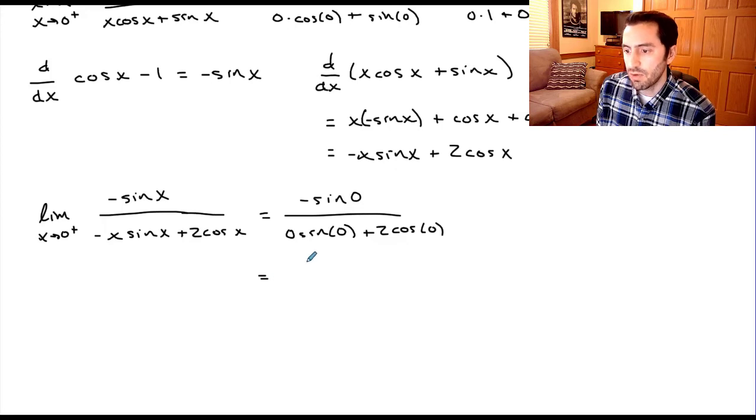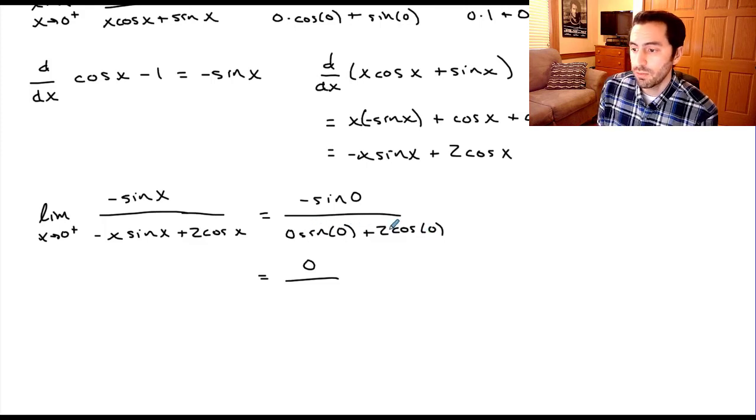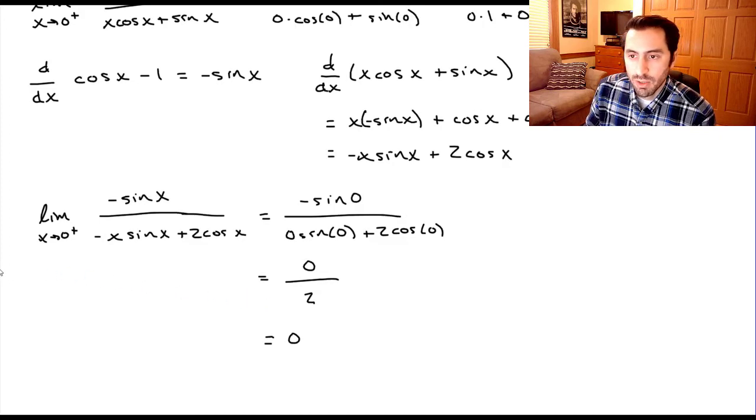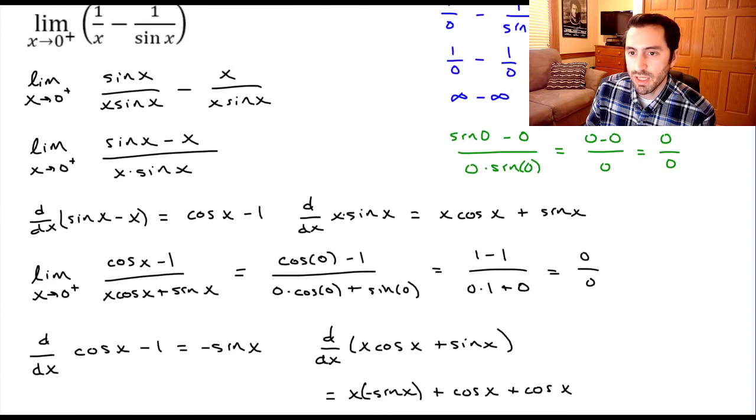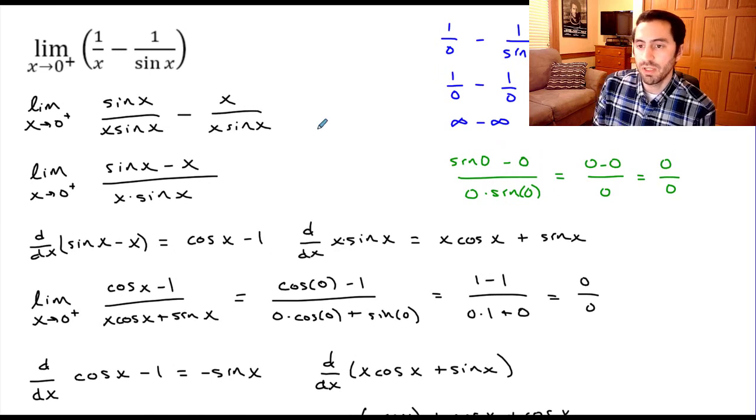The sine of 0, that's equal to 0. 0 times the sine of 0 is also 0. The cosine of 0 is equal to 1. So in the denominator, we end up with 2. So we don't have that indeterminate form anymore, and this simplifies down to 0. So we were able to evaluate that limit, which means all the way back up here at the top, our original limit, this is also equal to 0.